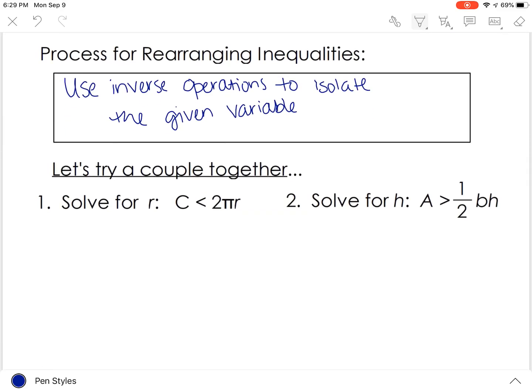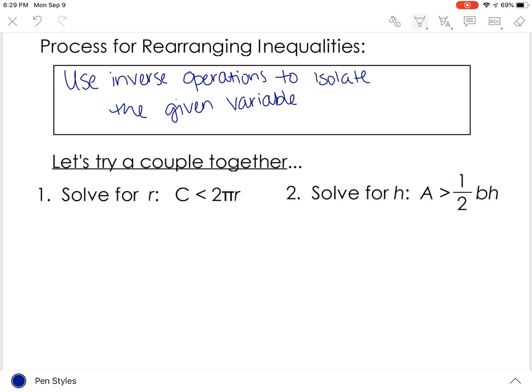The process for rearranging inequalities is that we are still using inverse operations to isolate the given variable. Keep in mind, this is the exact same thing we have been doing all unit. It's not anything new, it just looks a little bit different. So number 1, solve for r. C is less than 2 times pi times r.